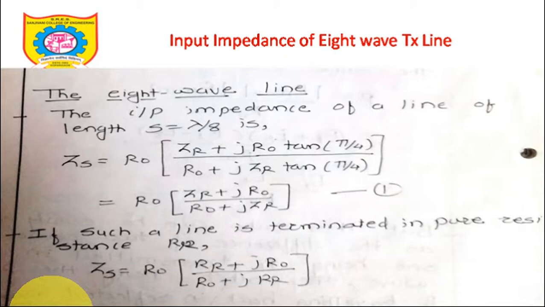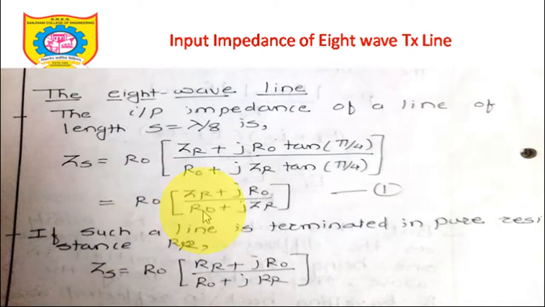Now we'll see special cases: the input impedance of the eighth wave transmission line and the input impedance of the quarter wave transmission line, and then we'll conclude, because in the next lecture we are going to start with the Smith chart, which is the most important topic from the examination point of view, where you are supposed to solve the numericals based on the Smith chart. So let's talk about the eighth wave line.